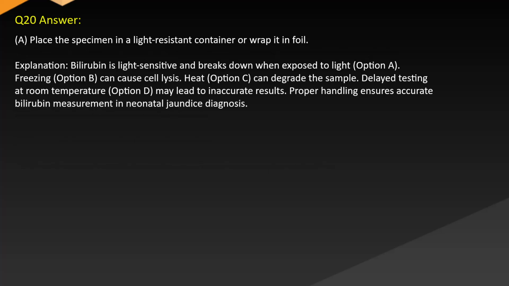Answer A. Place the specimen in a light-resistant container or wrap it in foil. Explanation: bilirubin is light-sensitive and breaks down when exposed to light. Freezing, option B, can cause cell lysis. Heat, option C, can degrade the sample. Delayed testing at room temperature, option D, may lead to inaccurate results. Proper handling ensures accurate bilirubin measurement in neonatal jaundice diagnosis.